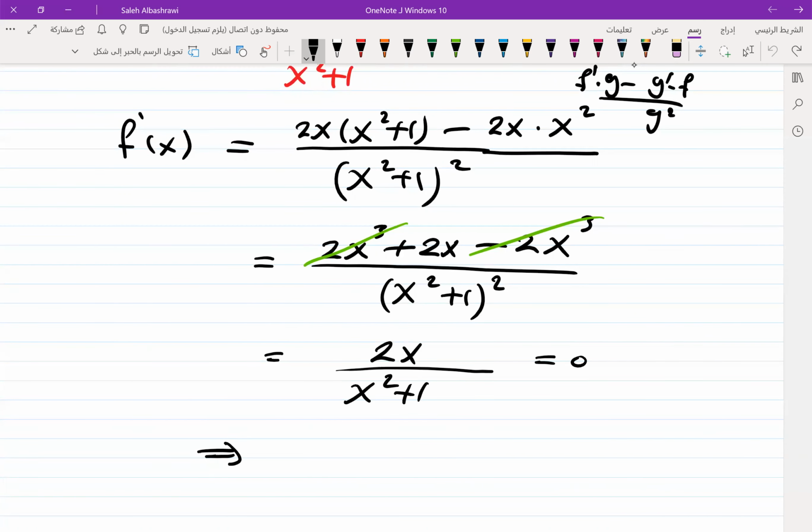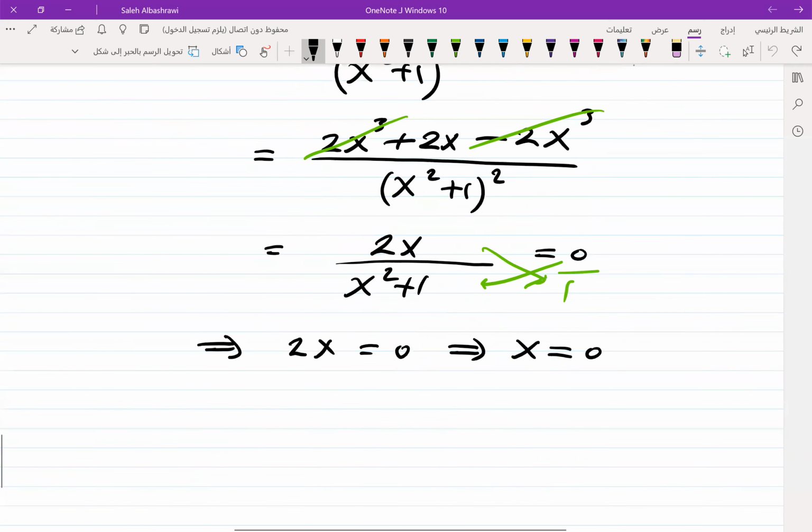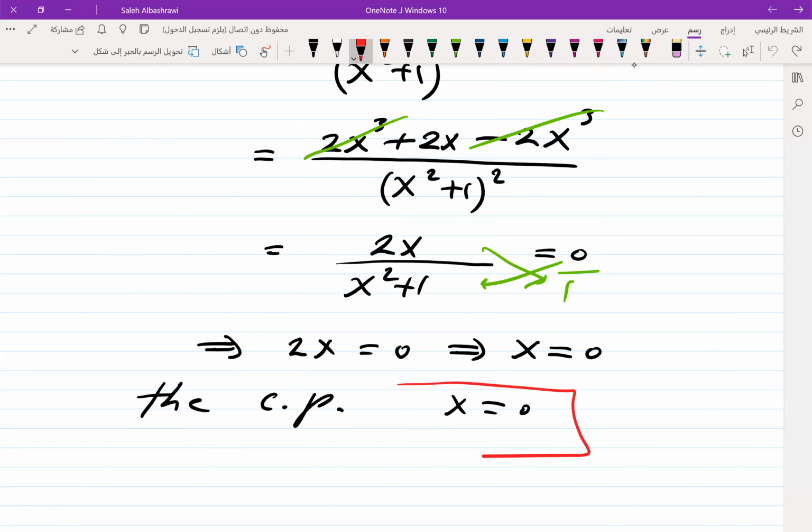Can be done by cross multiplication also. So by cross multiplication, I will have x equal to 0. So the critical point is x equal to 0. For this function, we have only one critical point, that x equal to 0. So this is how to find the critical point for a given function.